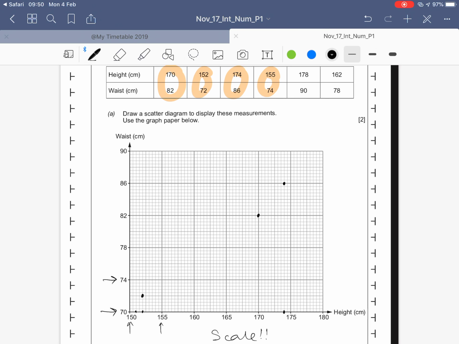155 and 74. Nice and straightforward, straight on the grid. 178 and 90. 178. That's 179, look. 178. So very, very easy to see the correlation as this scatter diagram is being drawn. And 162 and 78. So there's 160, 161, 162, 162 and 78. I'm going to put my point there.